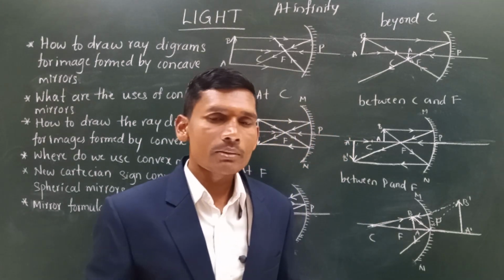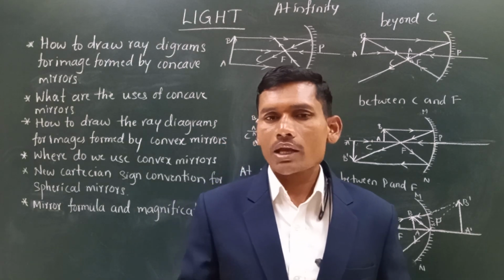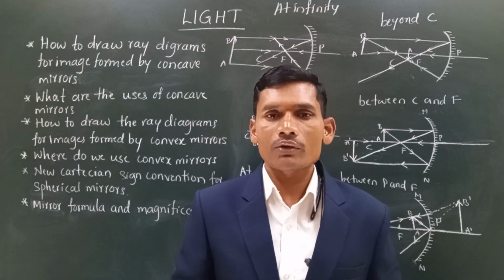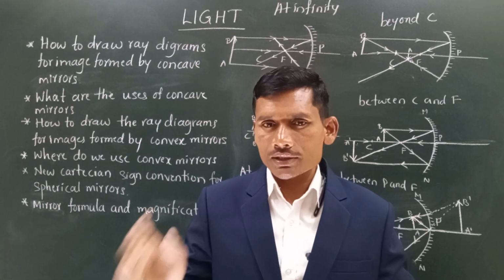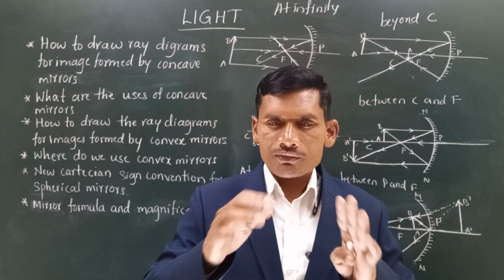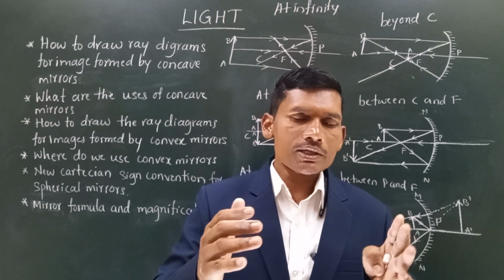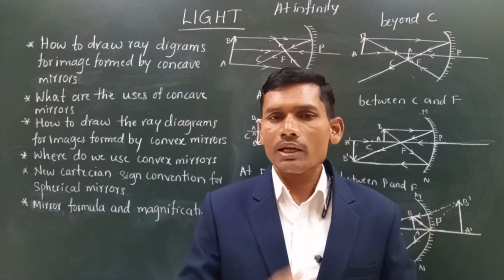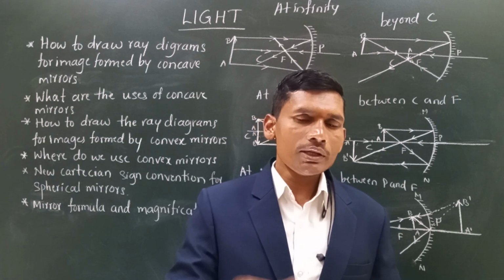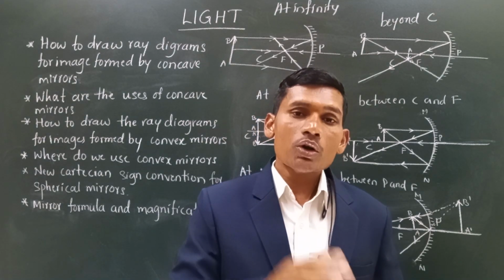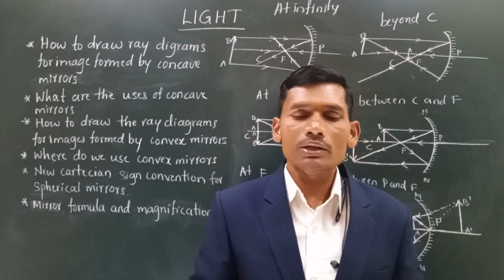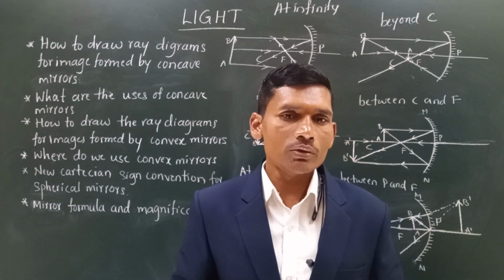Then what question can be asked based on this? A question can be asked like this: to get a large enlarged image of the face of a person, where should the face be placed in front of the concave mirror? That is between P and F. At that position only that person will be made to sit, because the image appears enlarged and erect.